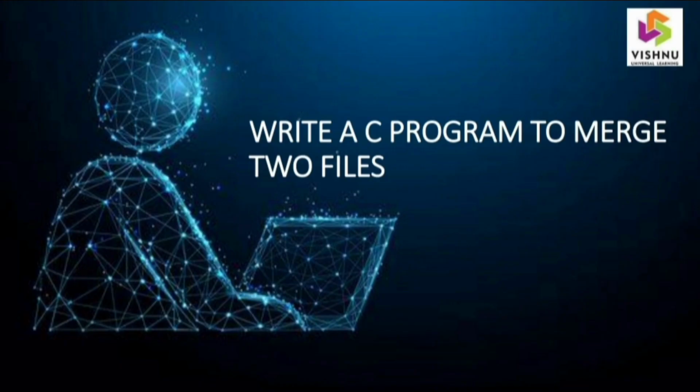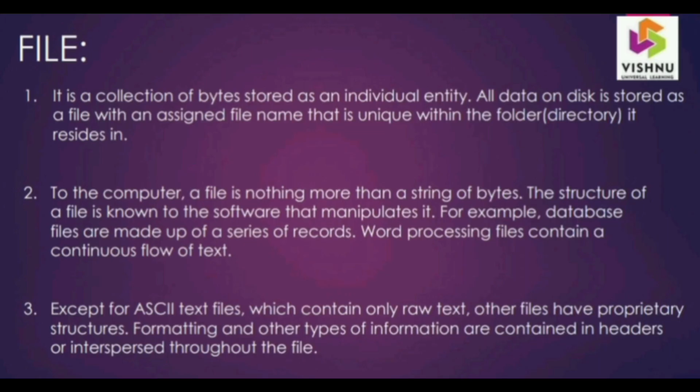Let's get into the problem statement. Write a C program to merge two files. Now, what is a file? It is a collection of bytes stored as an individual entity. All data on disk is stored as a file with an assigned file name that is unique within the folder it resides in. To the computer, a file is nothing more than a string of bytes.